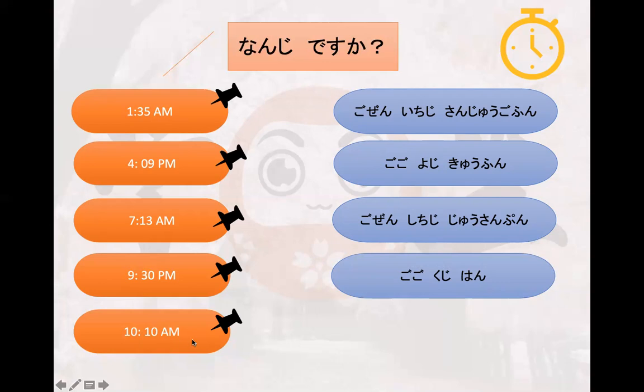Next, 10:10 AM is gozen, juuji, juppun. Why juppun? Because 10 is special, so juppun, double P. And then it's AM. Gozen, juuji, juppun. Okay? There. This is how we read our time, or how we ask the time. Nanji desu ka?